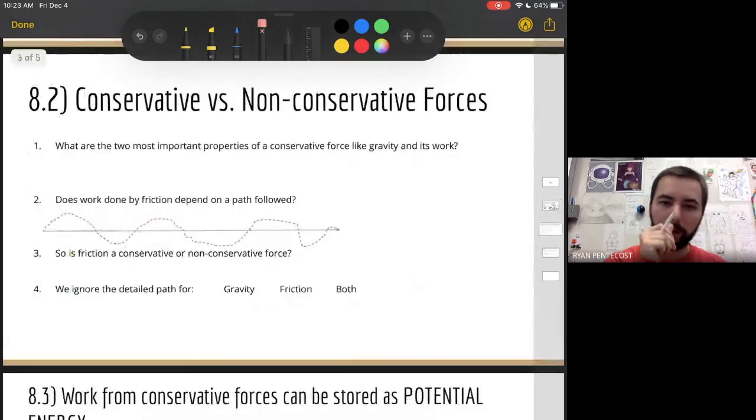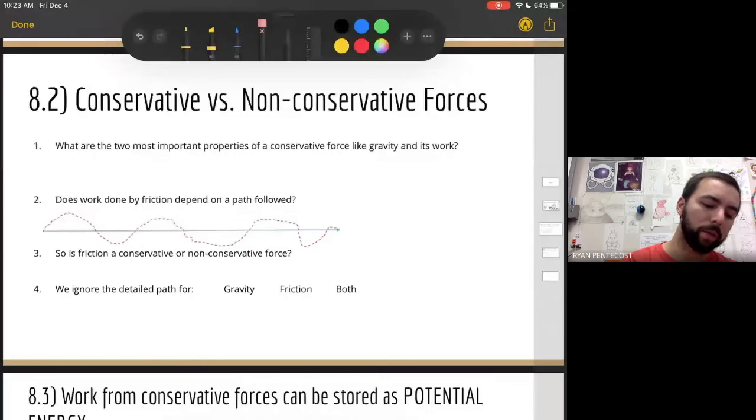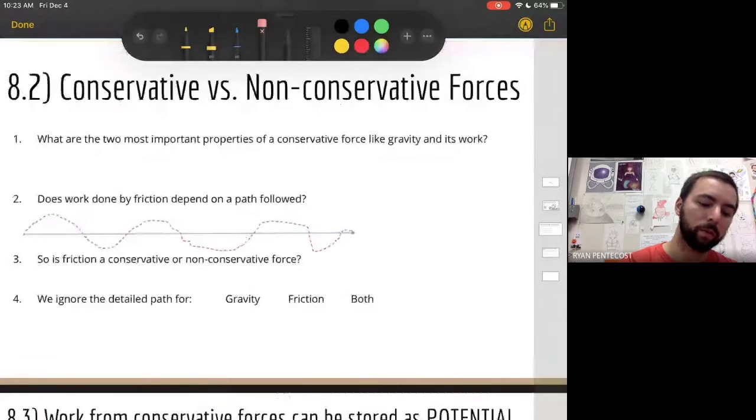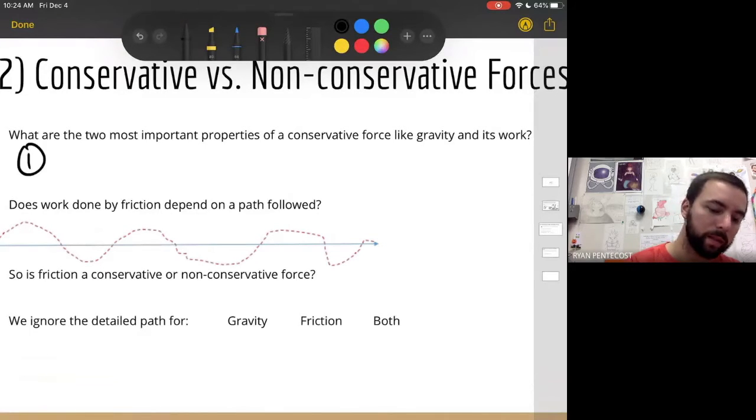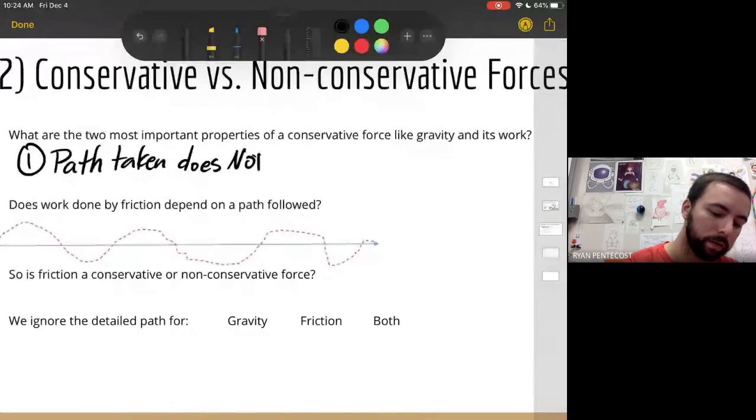Okay, next slide. Now we've got conservative and non-conservative forces. So what are the two most important properties of a conservative force like gravity and its work? Well, we've got two very important properties. Number one is that the path taken doesn't matter. It does not matter.